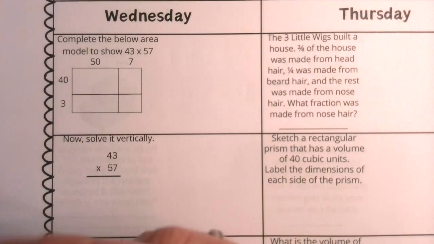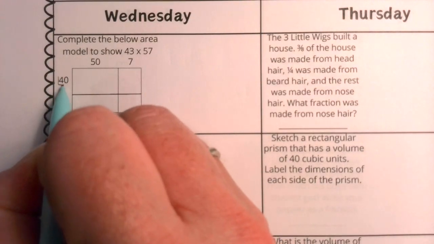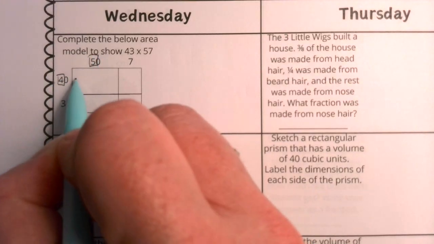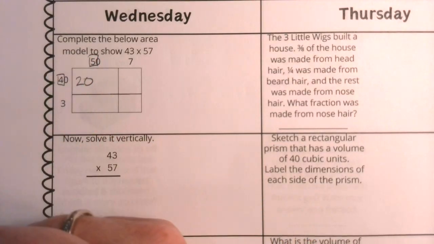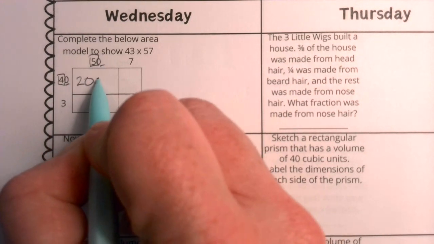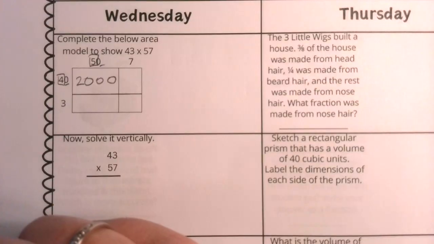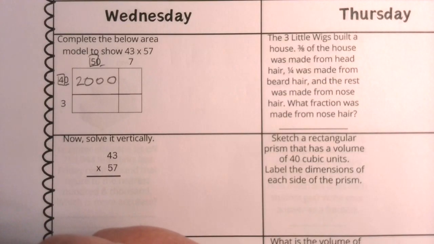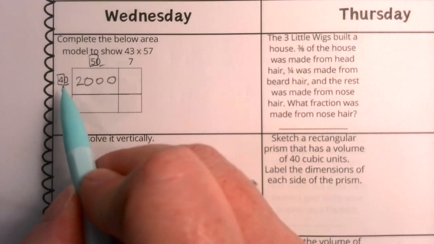Those columns are already labeled for us. So I'm going to start with my 4 times 5 is 20. Now, how many zeros exist outside that basic fact? We've got 1, 2. So I know that 50 times 40 actually equals 2,000. All right, now let's come over here.